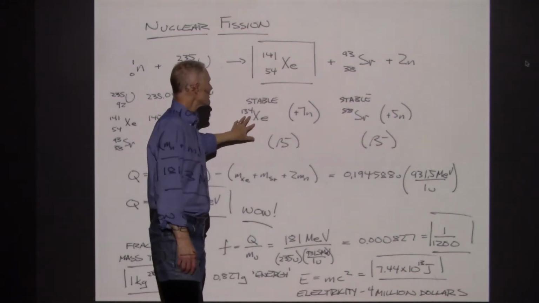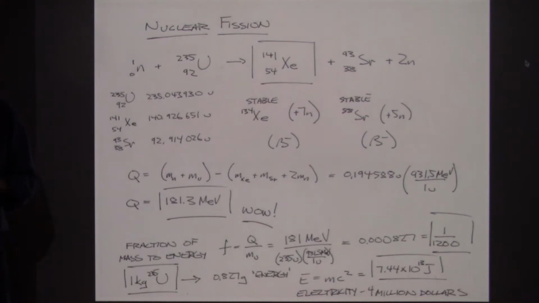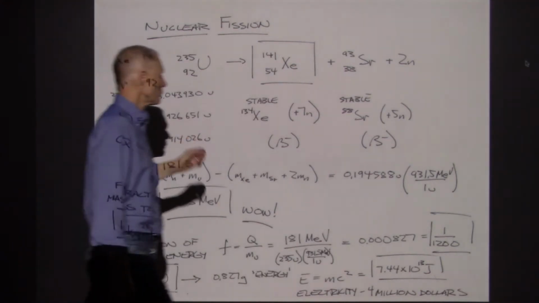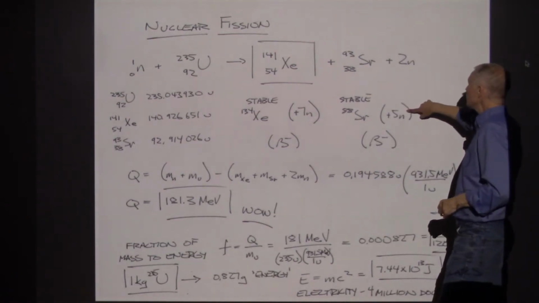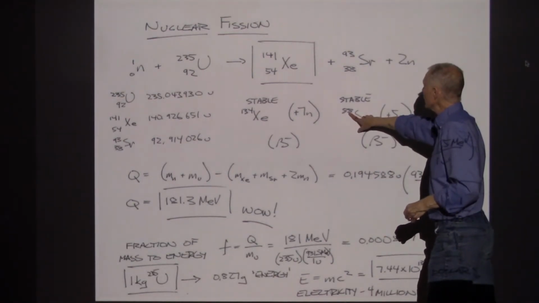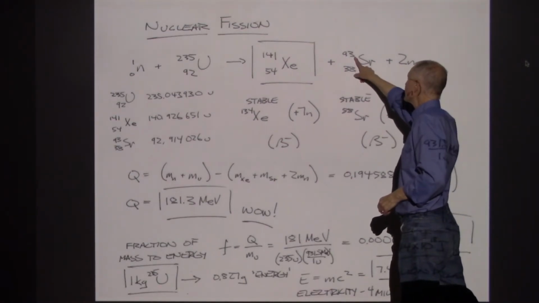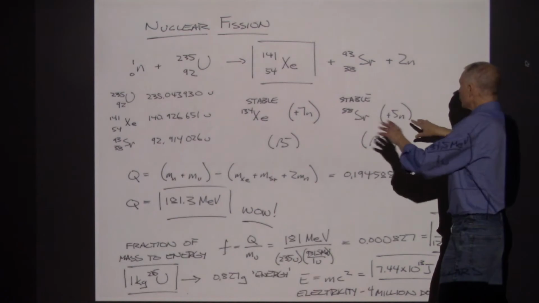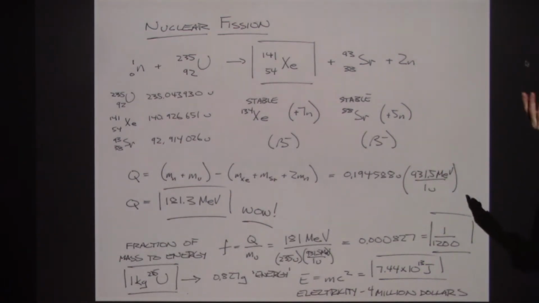That means this is going to start undergoing beta minus decay. It's probably going to undergo a series of beta minus decays. It's going to be radioactive. Similarly, the strontium, I looked that one up. It said the stable isotope for strontium is around 88. We have too many neutrons there too. So these both are going to start undergoing beta minus decay. There's just too many neutrons around, right?